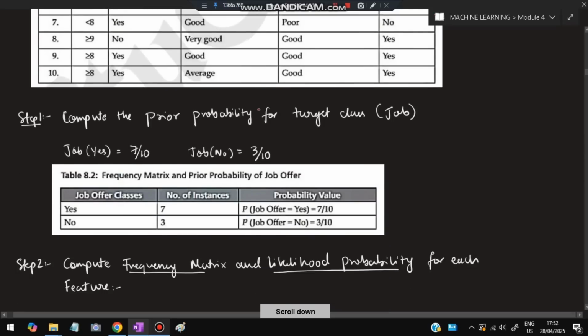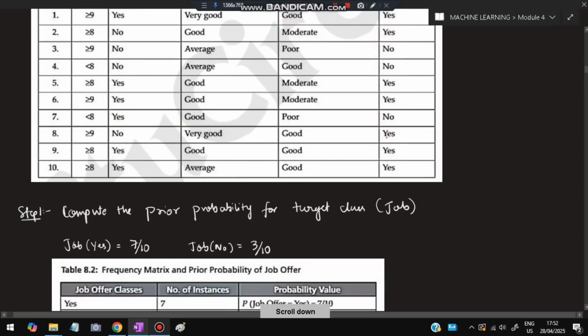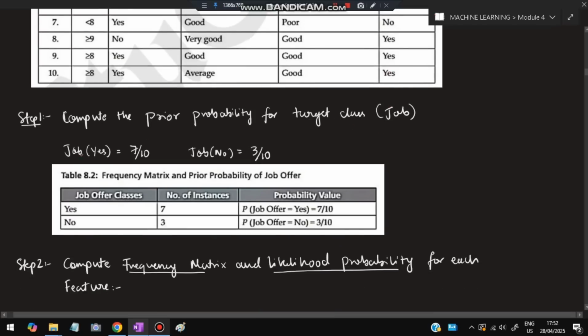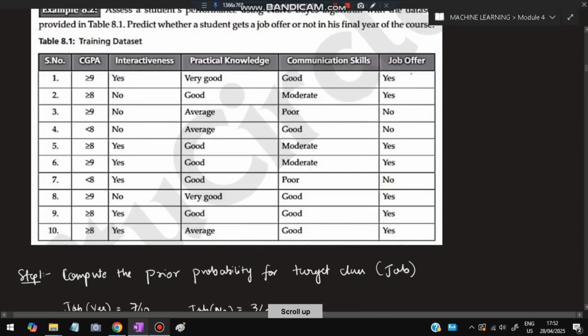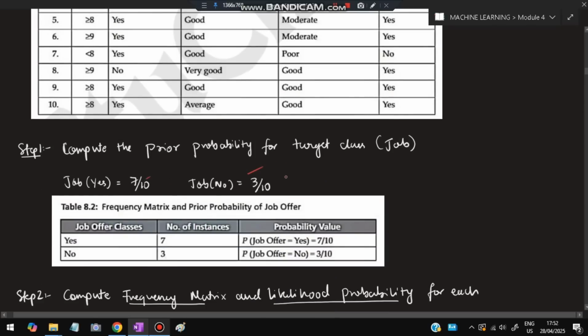So for that, first compute the prior probability for the target class. Target class means finally what we are trying to find out. We are having these features and finally this is giving the output, so whichever is the output, that is the final class. So for the final class we'll be having job yes as 7 by 10 and job no as 3 by 10. Means how many yes are there and how many no are there, that we have to find out as the probability. So it will be 7 by 10 and 3 by 10.